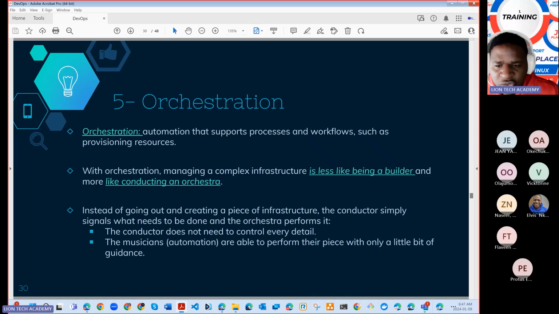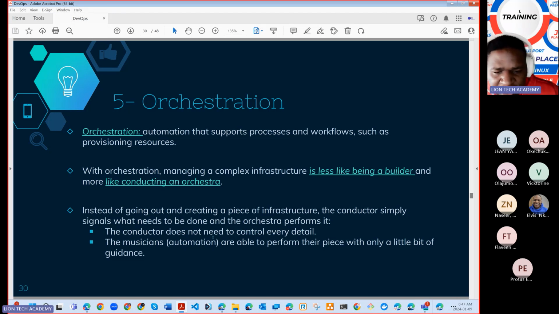So with orchestration, maintaining a complex infrastructure is less like being a builder and more like conducting an orchestra. Instead of going out and creating a piece of infrastructure, the conductor simply signals what needs to be done, and the orchestra performs it.